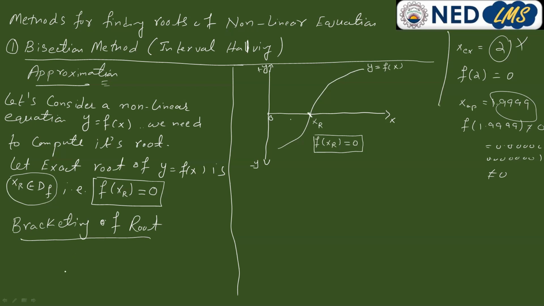Bracketing means we have to understand a very simple logic. If I select two values, let's say A and B, and both belong to the domain, they are not necessarily roots. Whenever I say belongs to the function, this means that the definition of the function holds on A and B. So I can compute f of A, and similarly I can compute f of B as well. I just put A into this function and B into this function, and then multiply those two quantities, f of A into f of B.